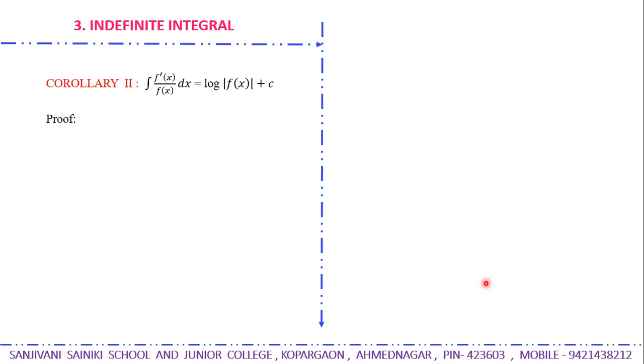This is the next corollary. Integration of f dash of x upon f of x dx is equal to log of modulus of f of x plus c.